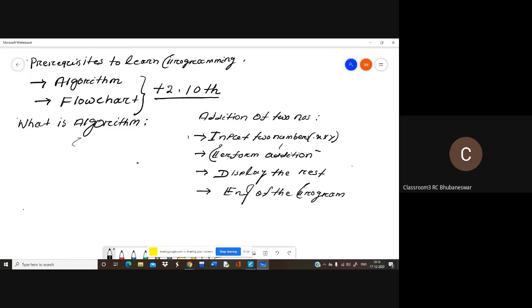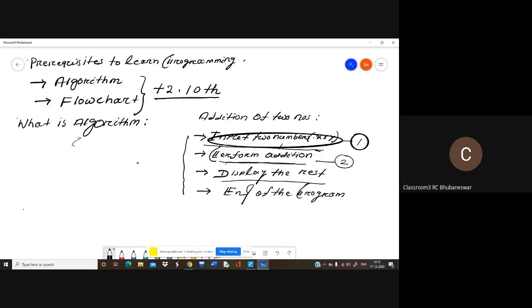One thing you can mark over here: whenever I am talking about addition of two numbers, it is a step-by-step process. Can I perform addition without taking the input of two numbers? Is it possible? My first step should be input. Then only I can perform addition. This is my second step. Third, after performing addition, I can show the result. This is the third step.